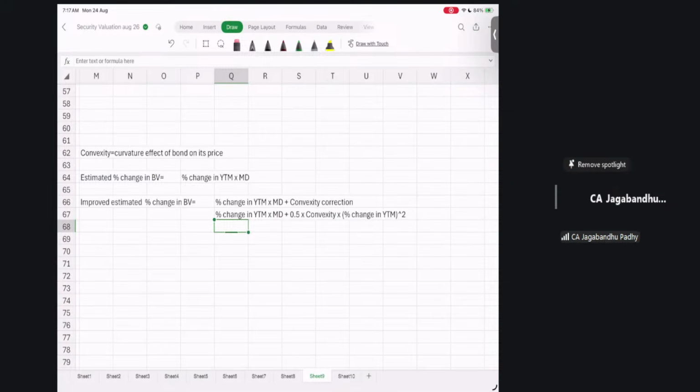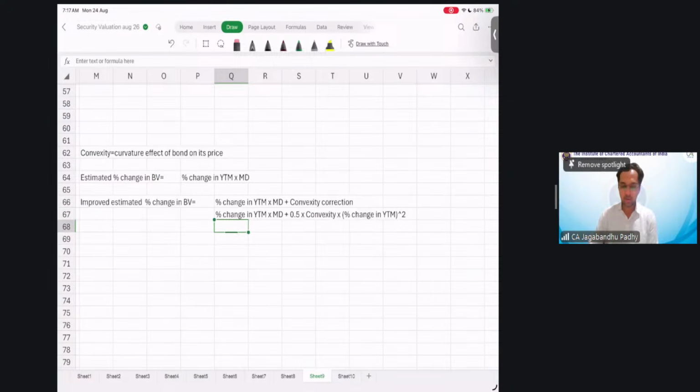Okay. So the next part is obviously how do we calculate the percentage change in bond value by looking at the convexity. So we need to first look at how to compute the convexity. Just as we computed modified duration, I need to compute a term called convexity. Now what's the formula for convexity? Because we need to capture the curvature effect. That curvature effect is going to be estimated.